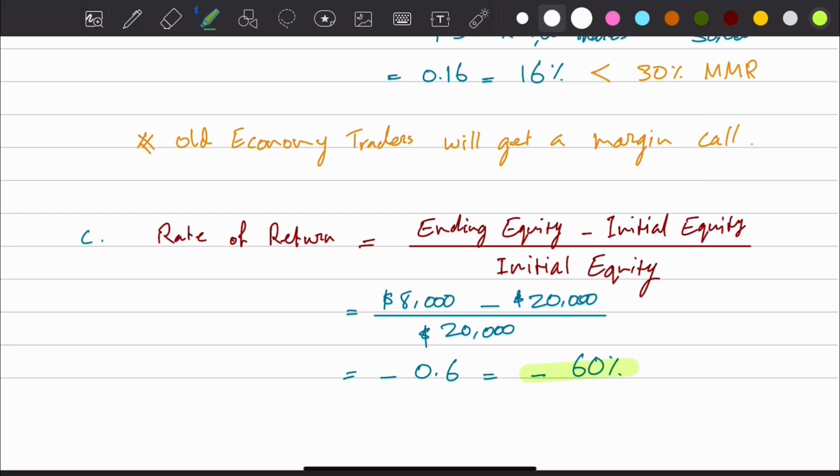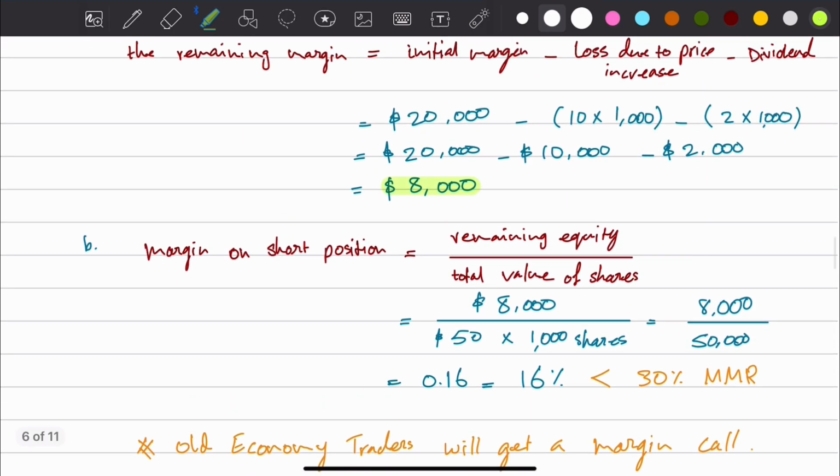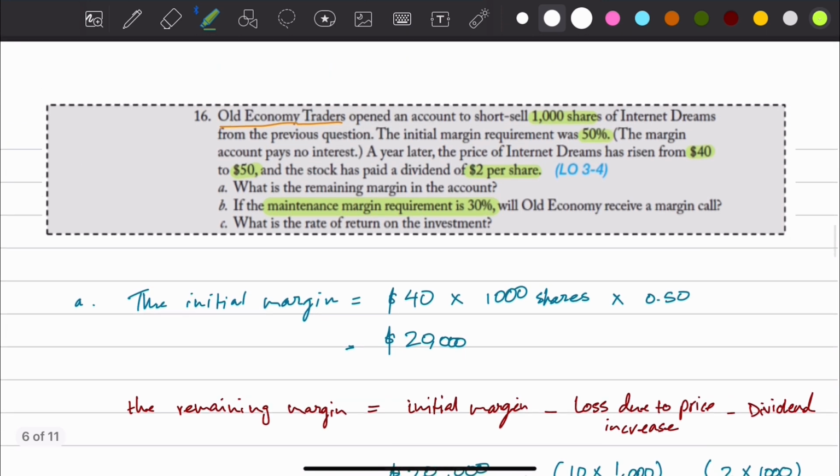All right, that's it for this particular problem. This is how you solve a short selling margin account question, similar to problem number 16.